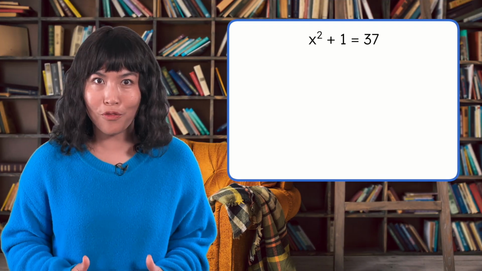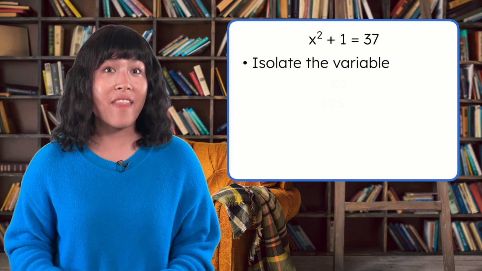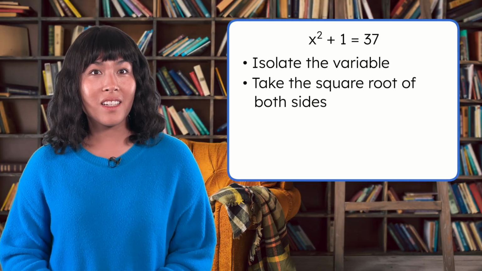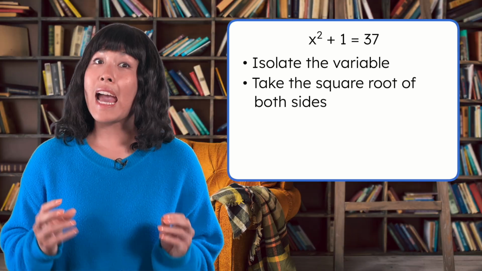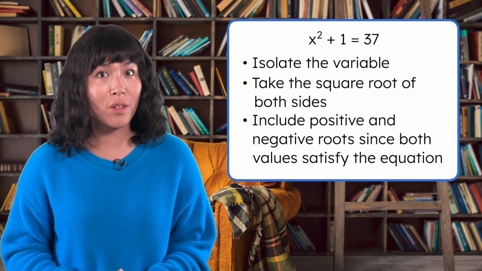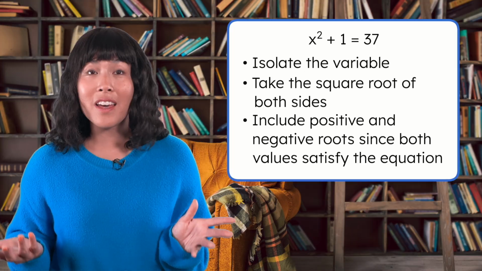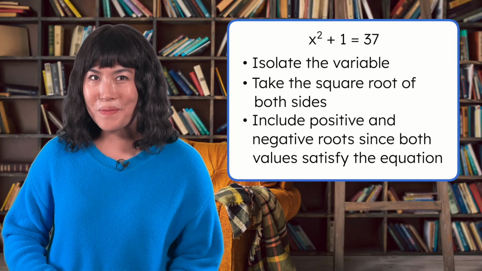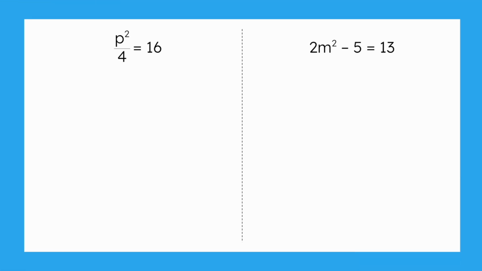Okay, so to solve this first equation, we isolated the variable and then took the square root of both sides to undo the square. When I took the square root of a number, I had to include the positive and negative roots in my answer since both values satisfy the equation. Let's try a few more examples. p squared over 4 equals 16 and 2m squared minus 5 equals 13. Pause here and give these two equations a try. Then come back to check your work.